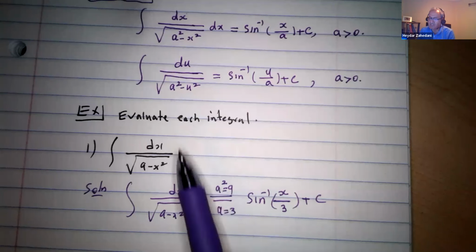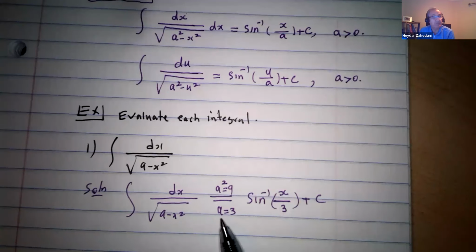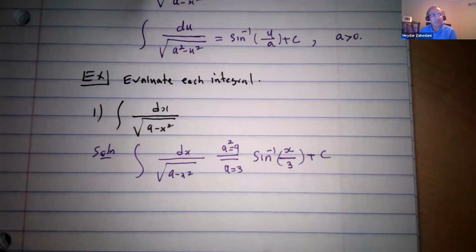So a squared is 9. You take the square root, it's going to be 3. Sometimes it's not going to be a perfect square, so write it down in radical form. Say it was 3 minus x squared, you write the radical 3. That would be fine. Make sure you don't miss it. When there is a number, you have to divide by this number: sine inverse of x over 3 plus c, and then you're done. Okay, I'll give you another one.